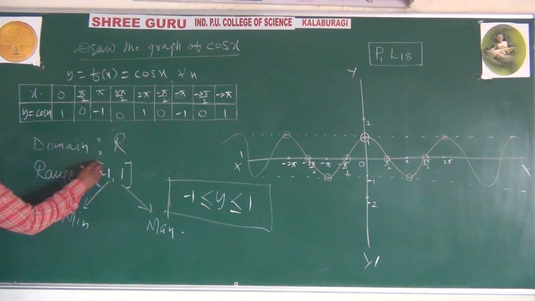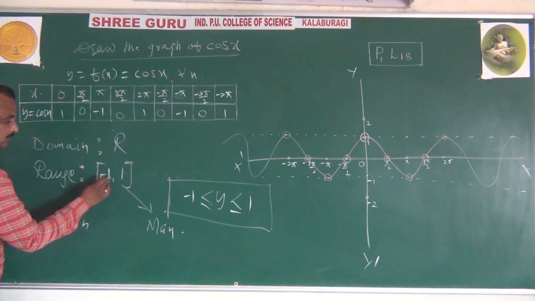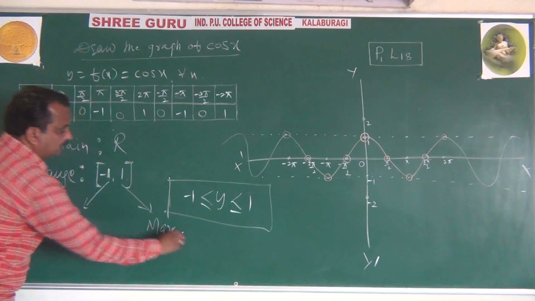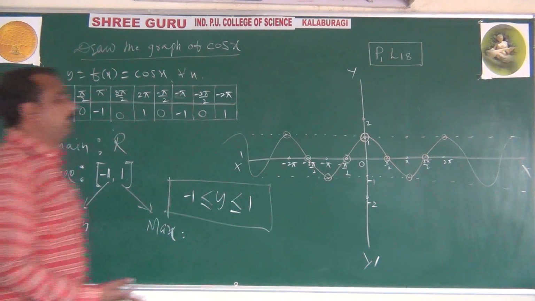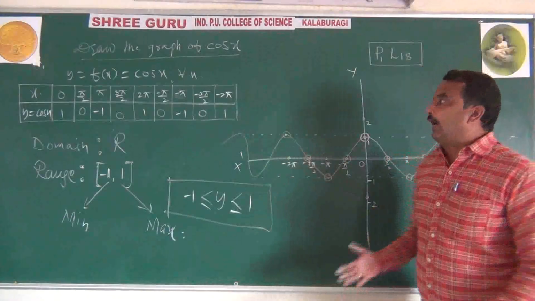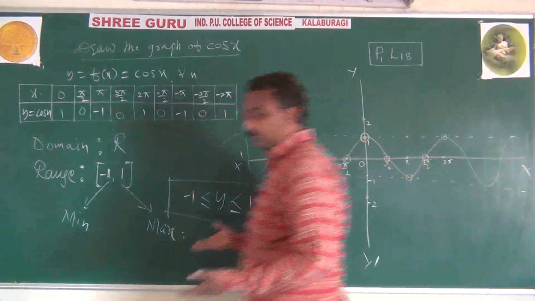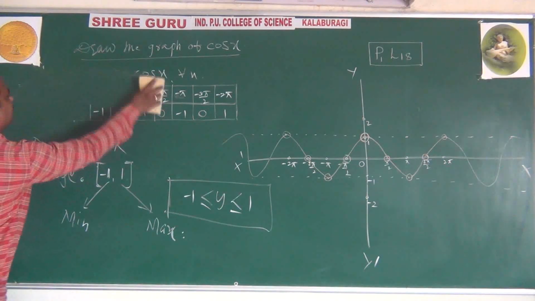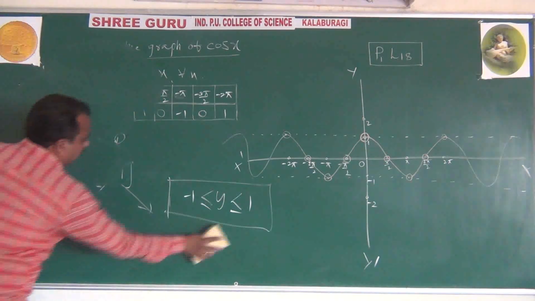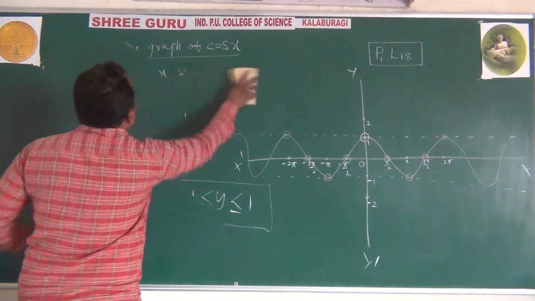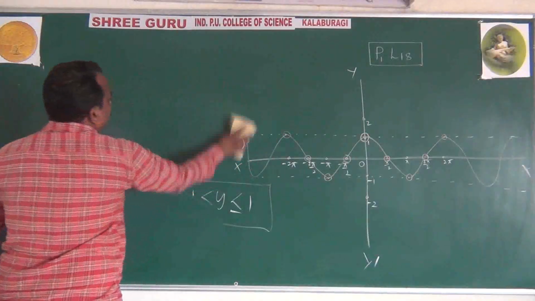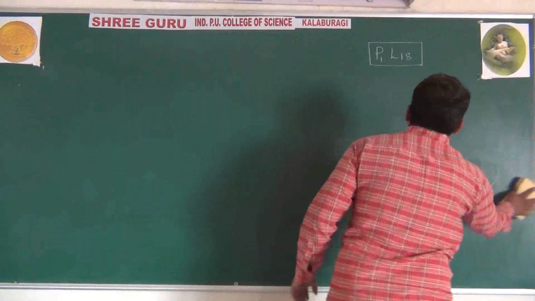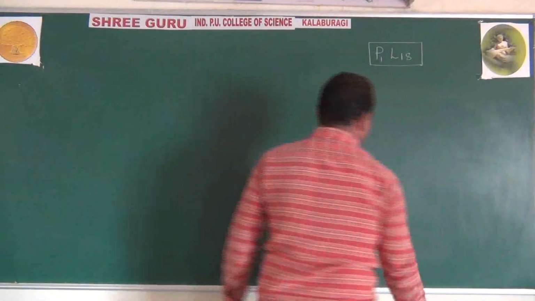So remember, students, range minus 1 to plus 1 means this is the minimum value and this is the maximum value. So this is about the cos x graph. Similarly, go for the tan x graph. You should write the domain and range. Now see, students, let us see the tan x graph.